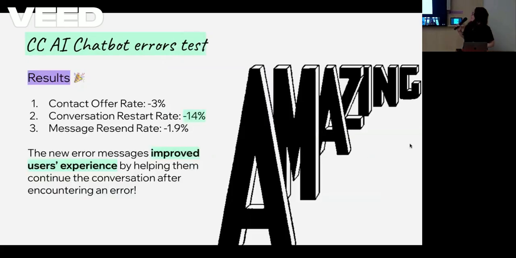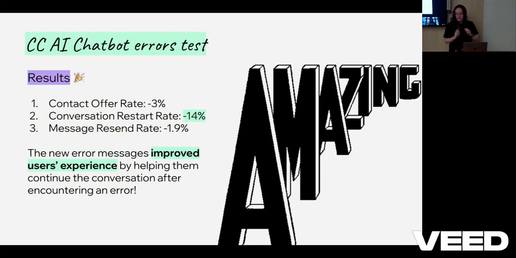So these are the results. The contact offer rate went down 3%, which is nice, but it's not statistically significant. The conversation restart rate, the start over click, went down by 14%. And the message resend rate went down by 1.9%, but the error message appears so infrequently that it's not significant. But this really means that they had a better experience in the chatbot. They're able to be more engaged in their conversation.